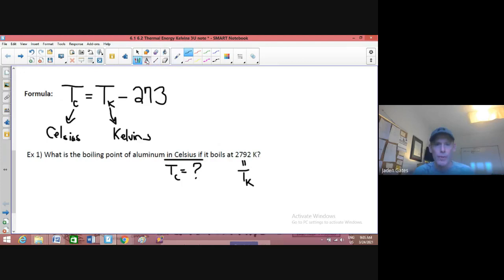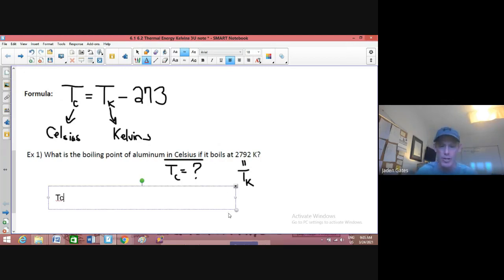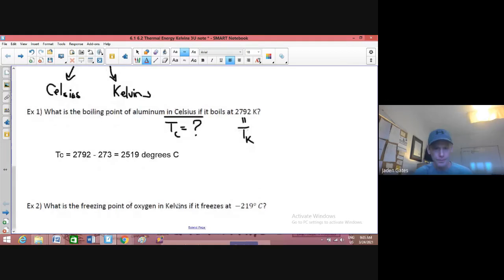I'm going to substitute into my formula. We want our temperature in Celsius. Our temperature in Kelvin is 2,792, and then we subtract the 273. I'm lucky in this case because this formula is just a straight do-the-numbers, and aluminum boils at 2,519 degrees Celsius.